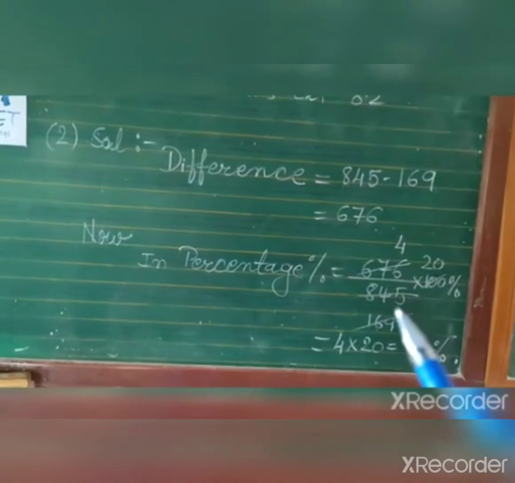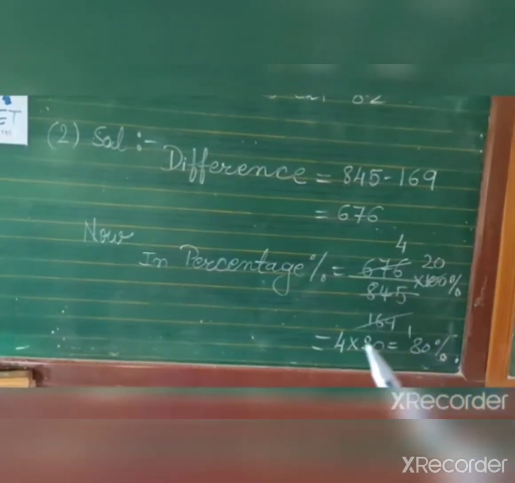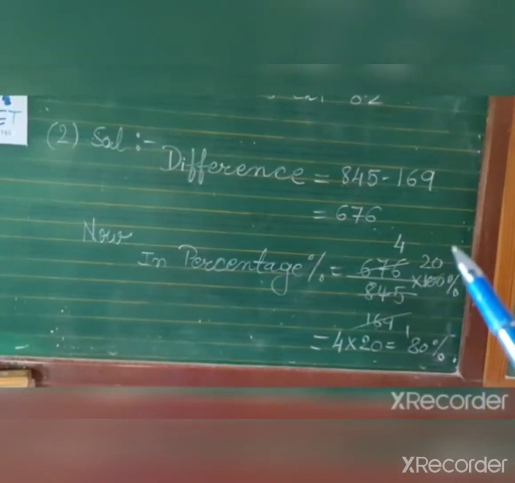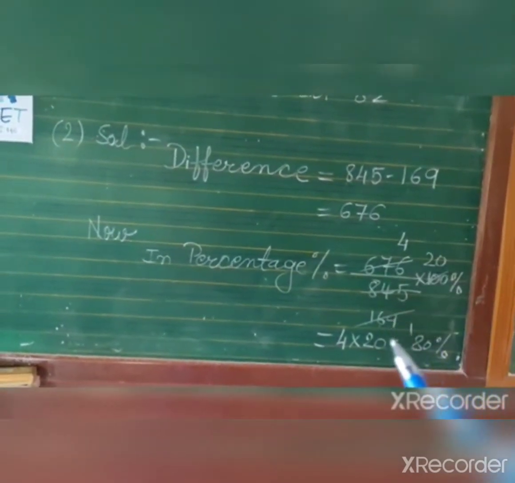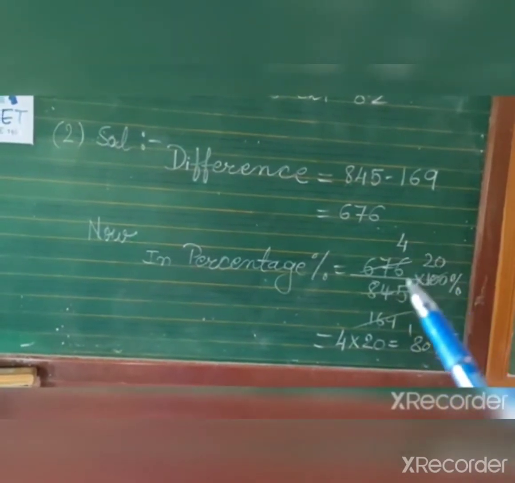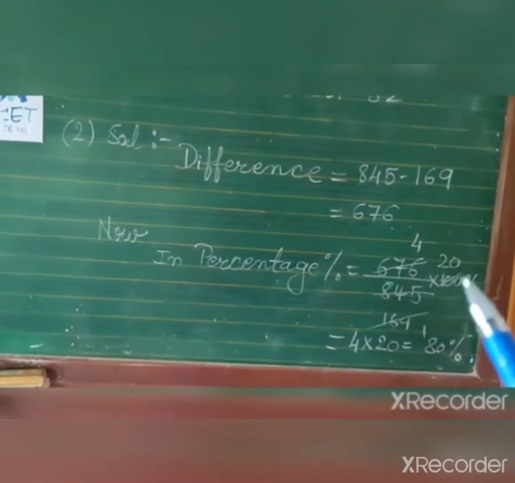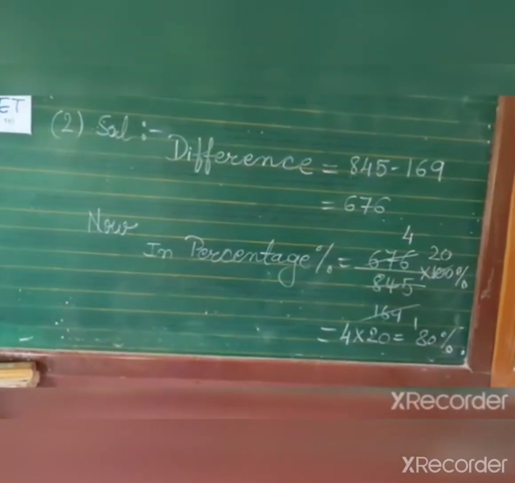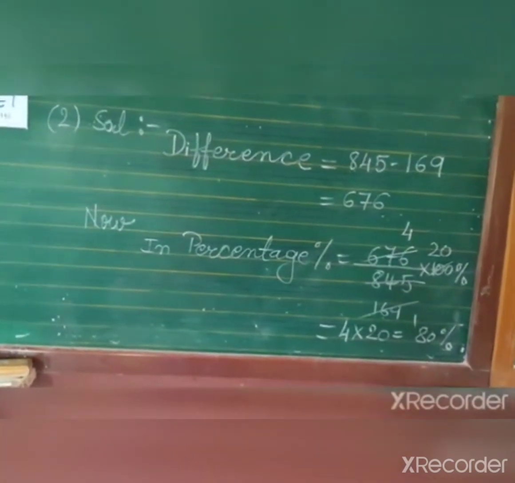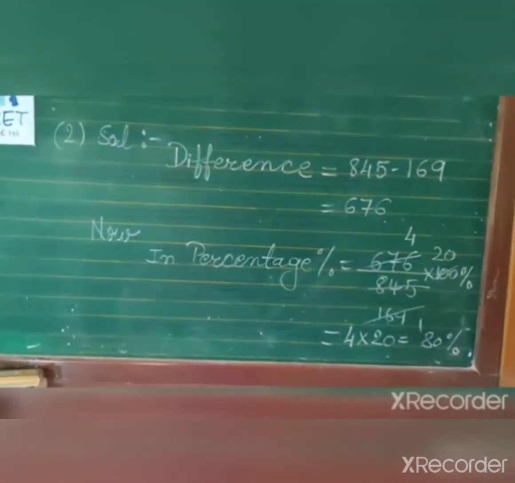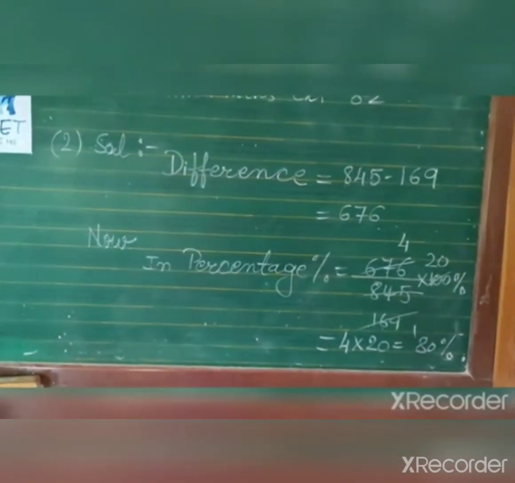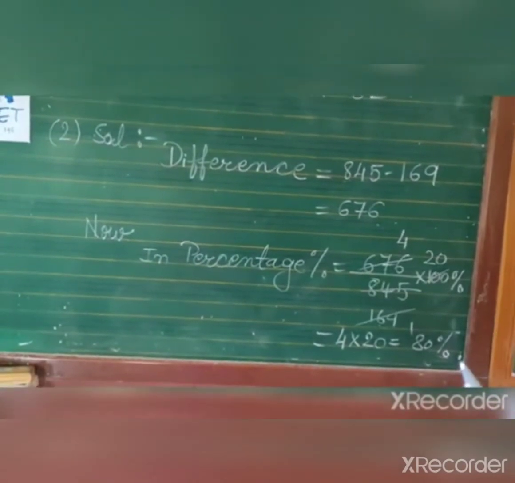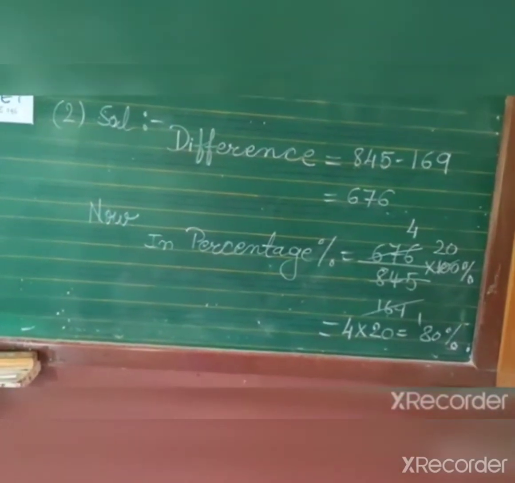So see here, divide both the numbers by 5. 5 ones are 5, 5 sixes are 30, 5 nines are 45, 5 twos are 10, 0 as it is. 169 and 676. So 676 is divisible by 169 4 times. So 4 into 20, that means 80% of people decreased on Monday. Okay.